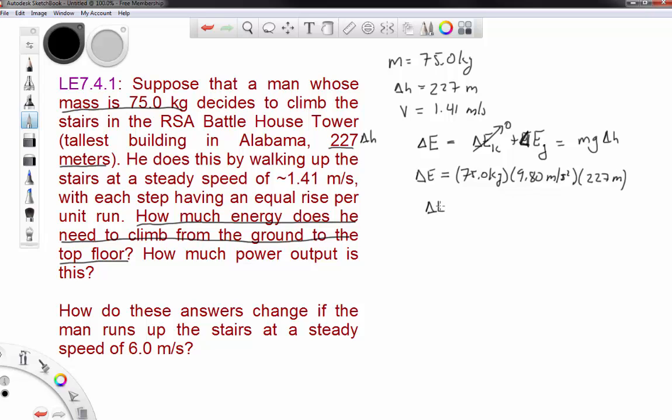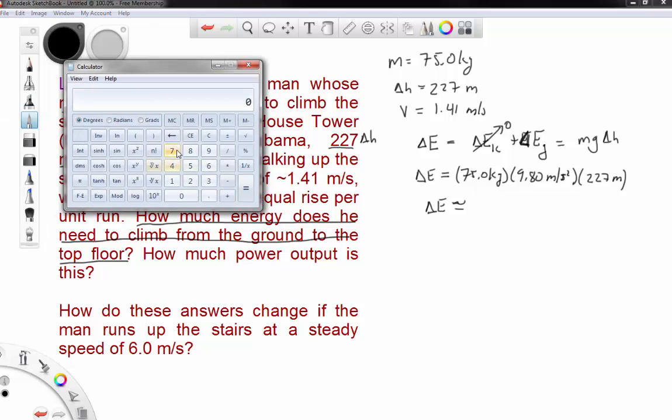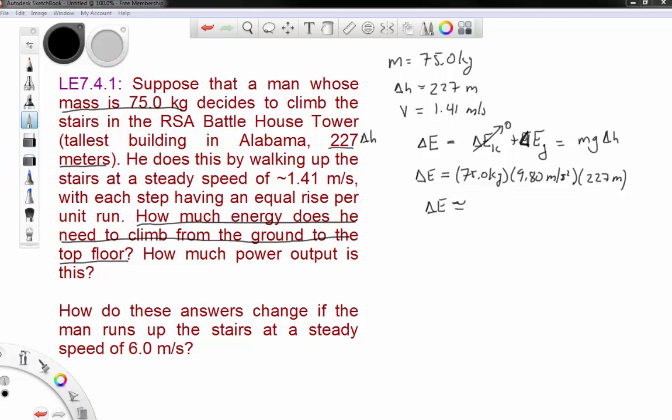So the total amount of energy that he needs is going to be given by, let's see, 75 times 9.8 times 227. That much energy. Looks like 166,845 joules. So I'll just write that in. 166,845 joules. Okay, how much power output is this?